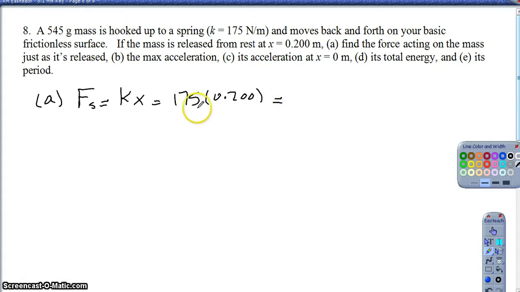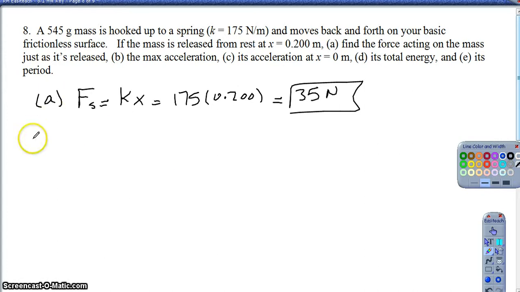Right, so 0.2 times 175 ends up being 35. Excuse me, just newtons, not newtons per meter. We're talking force. So 35 newtons of force. There's my answer for part A.